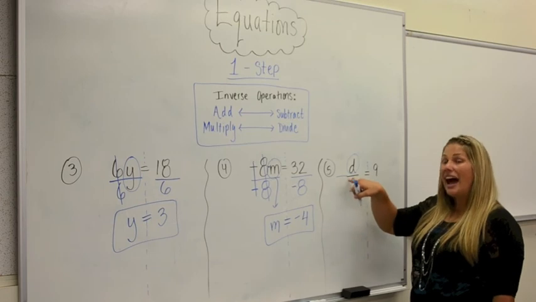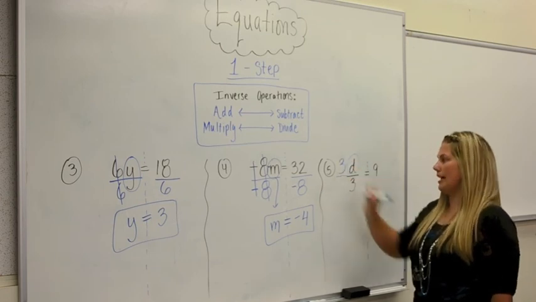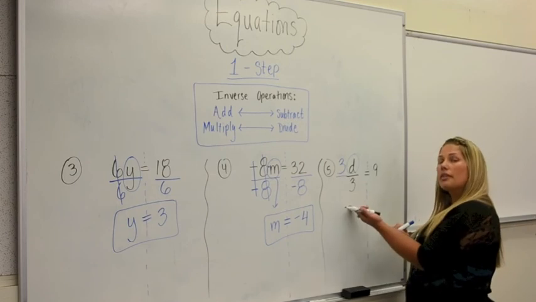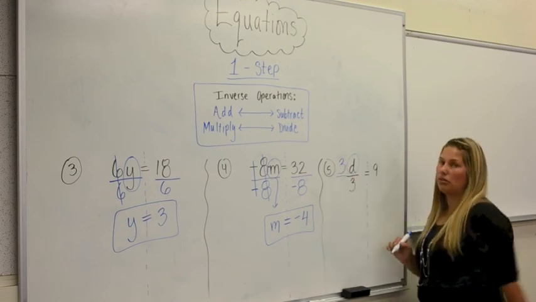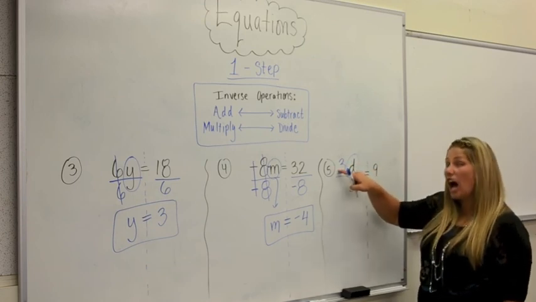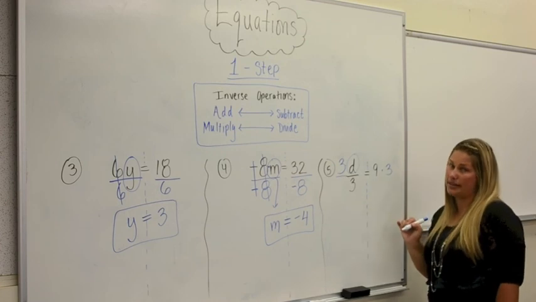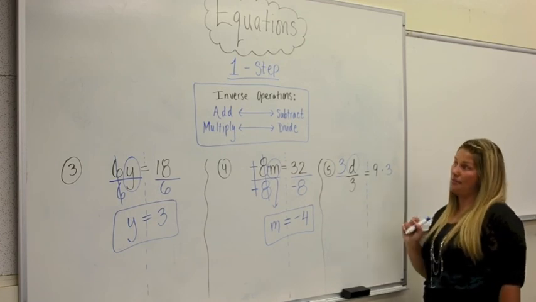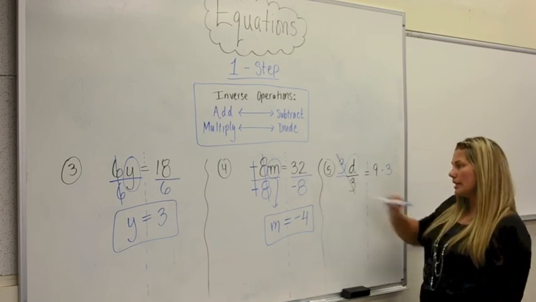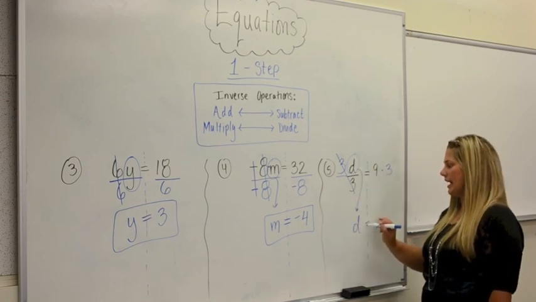So if I'm dividing by 3, the opposite of dividing is multiplying. So to get rid of a 3 on the bottom, I actually have to put a 3 on the top. And since I put the 3 on the top on the left side, I have to put the 3 on the top on the right side. Nothing is on the bottom. So those 3's can cancel out, and I still have a d on the left side.